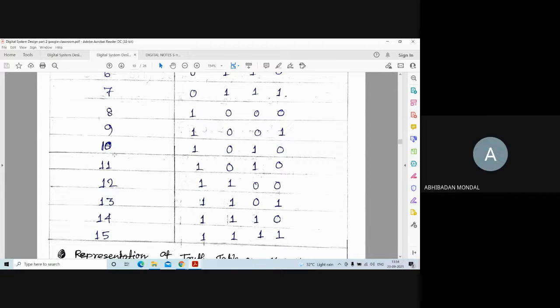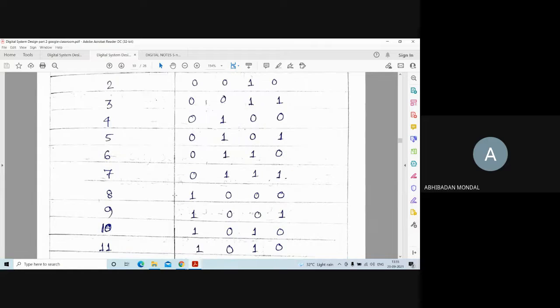Take another value. Suppose 10. 10 means 1010, because here the weight is 8 and here it is 2. If we take these 2 bits as 1 and the other 2 as 0, then you get 8 here and 2 here. So 8 plus 2 gives you 10. Clear?